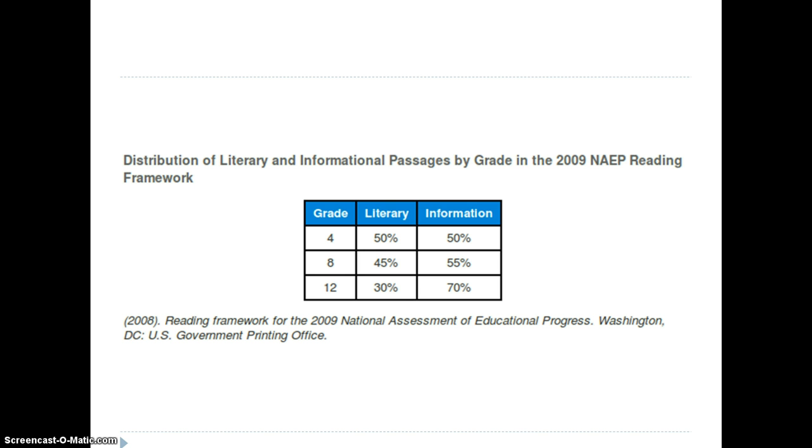When looking at these percentages, it's important to note that they are for the student across the content areas. So a math teacher is not expected to have their math class include 50% literary and 50% informational text. Instead, this percentage is across all subject areas. So when a student goes to math and English and science and social studies and elective classes, that is the percentage of text of each type that they should experience.